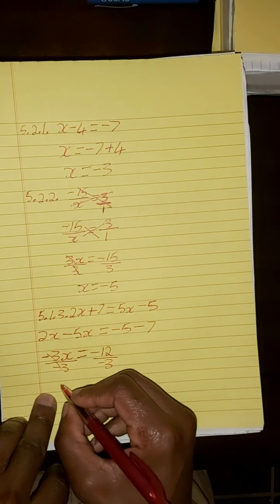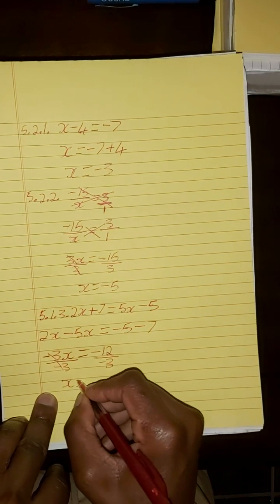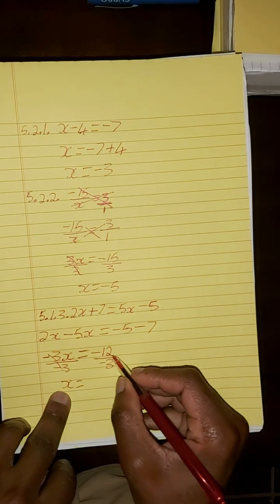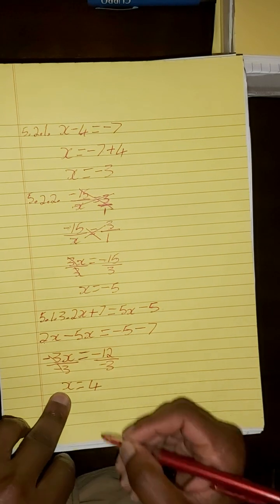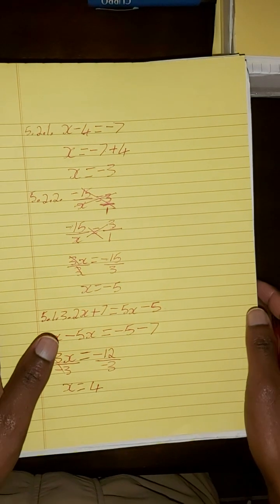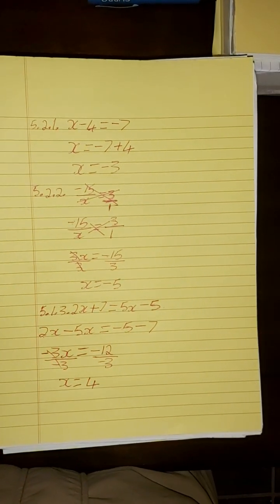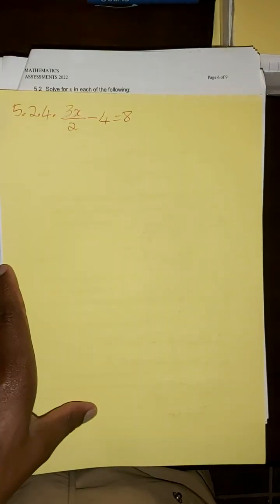These are going to cancel. Then I remain with x on the left. Then when I say negative 12 divided by negative 3, I get a positive 4. And then I'm done solving for this particular problem. Let's move on to the next one.